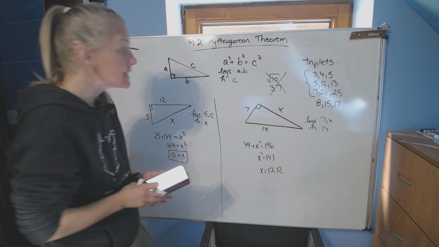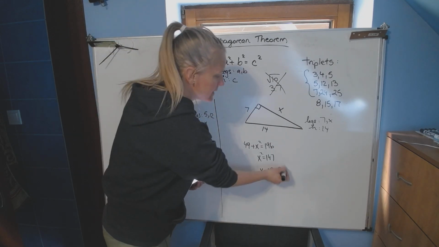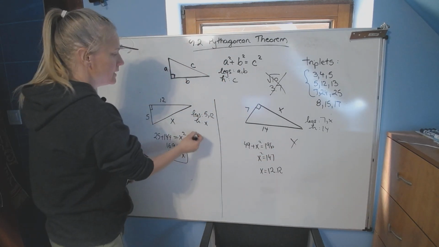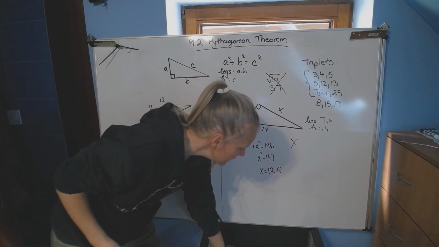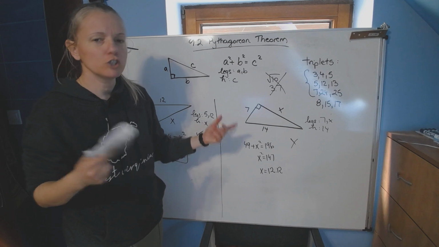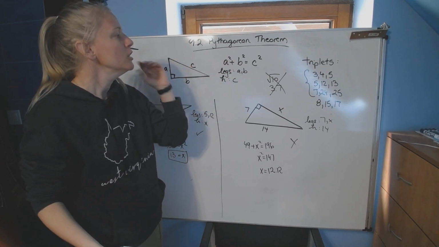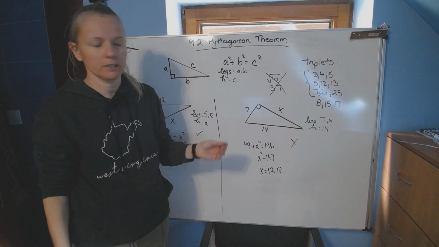Again, is this a triplet? 7, 12.12, and 14? No, because this is a decimal. So this would not be a triplet. This is a triplet because it has whole numbers. The only other type of problem like this you're going to do for your homework over and over again is just applying the Pythagorean theorem. The only way to go wrong is to confuse yourself about which one is the hypotenuse, okay?